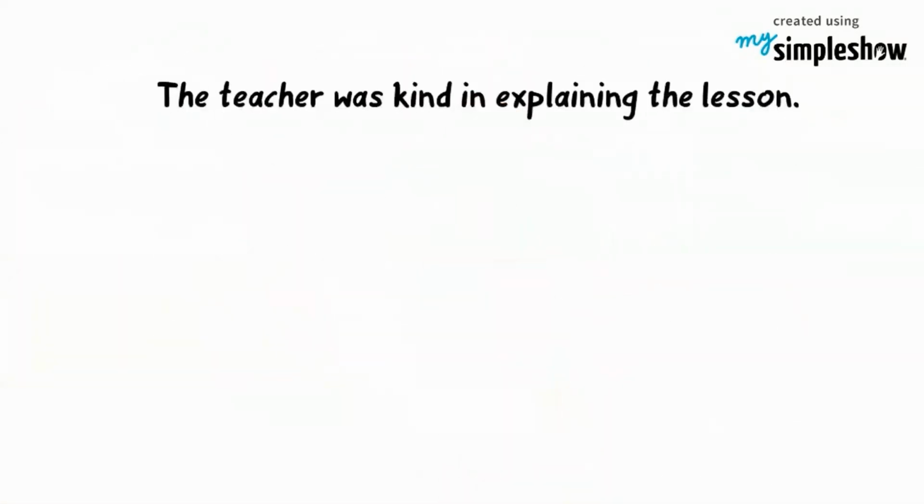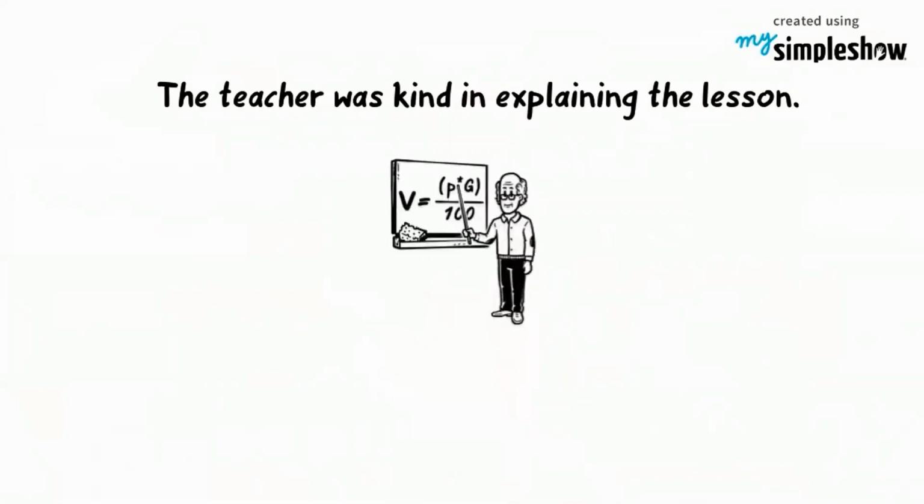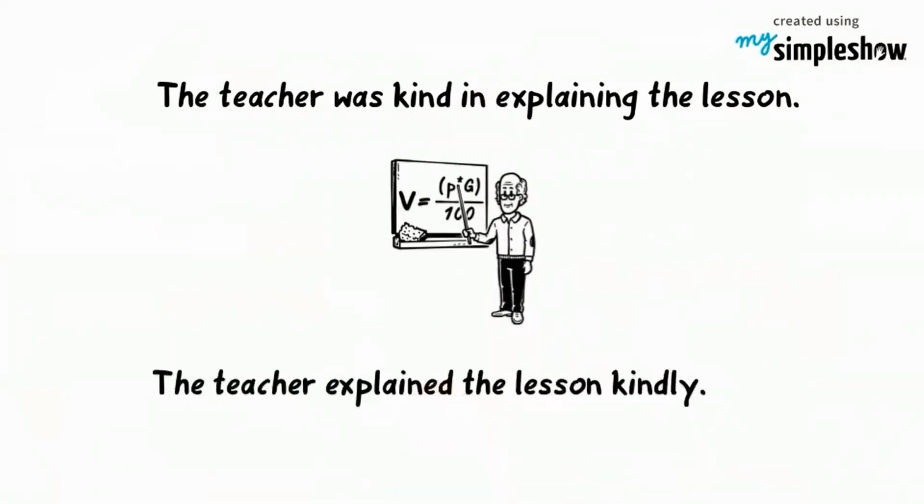So let's have a bit more of a practice. The teacher was kind in explaining the lesson. Now, what is a smarter way of saying this instead of the very wordy sentence? The teacher was kind in explaining the lesson. You can say, the teacher explained the lesson kindly. In that sense, you have what you call economy of words. You use less words in place of more words. So you can be more practical in your speech and in your writing.